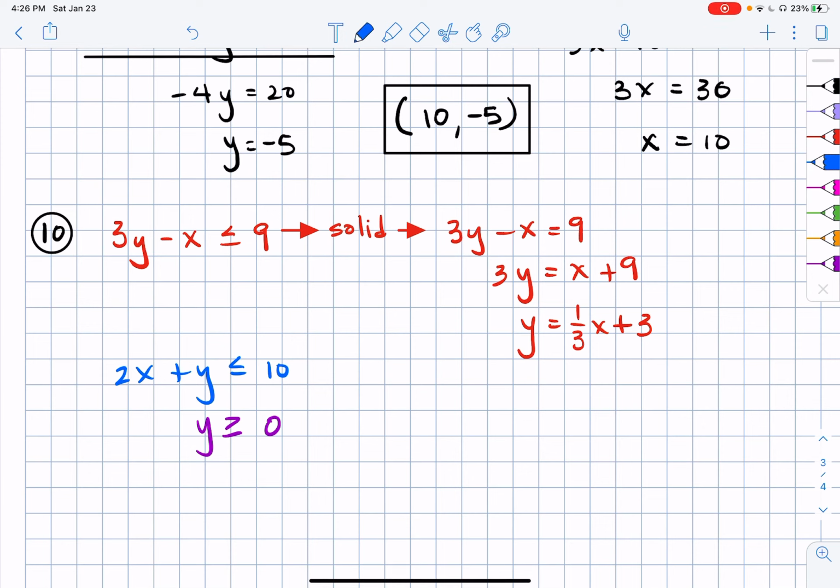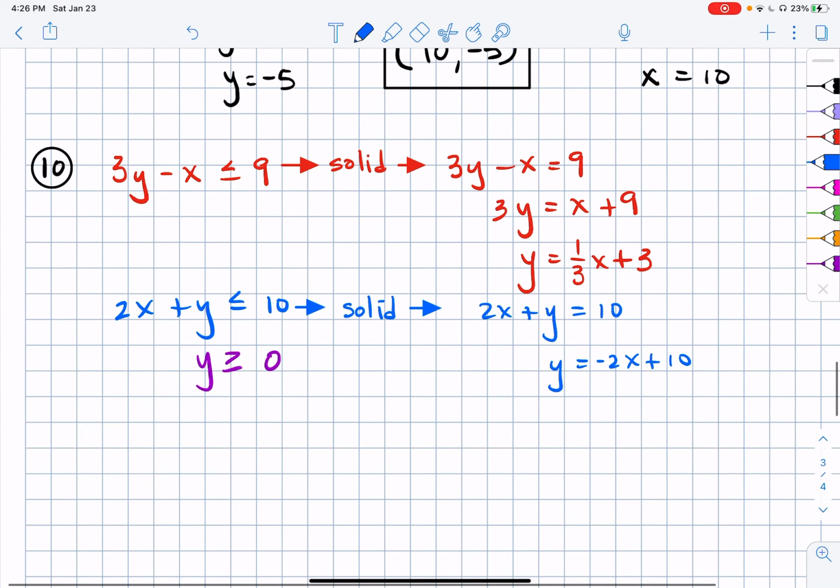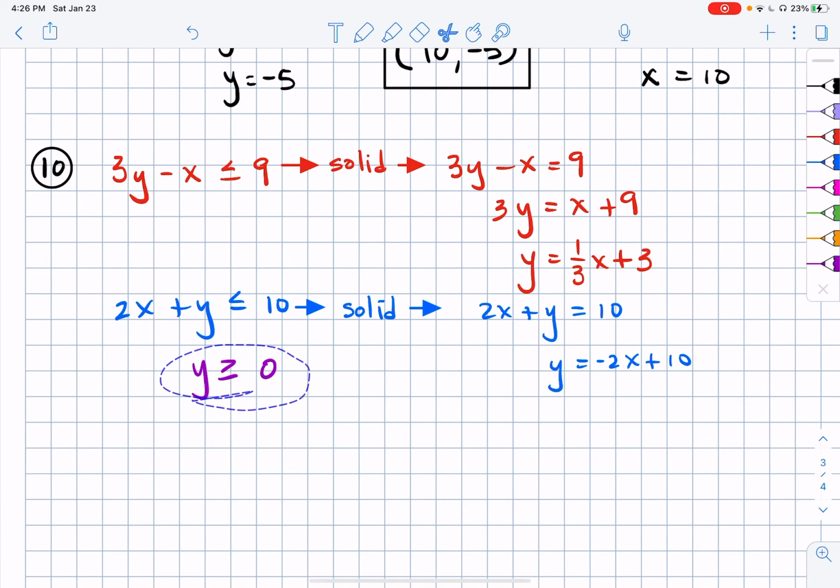All right, so let's take this blue one. What do I know? It is also solid. And so I got 2x plus y is equal to 10. Get y by itself. So y is equal to negative 2x plus 10. Okay, so that's my other equation. And my last equation is this right here. So what do I know about this equation here? It is also solid.